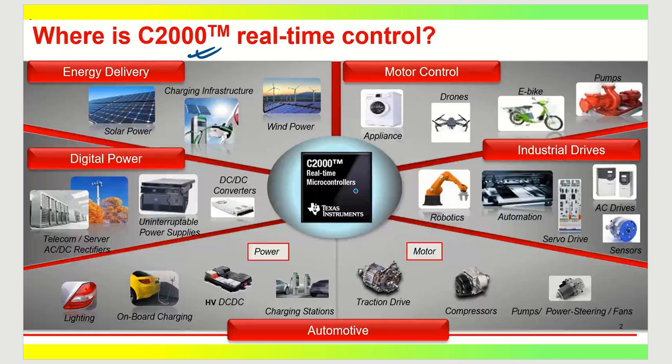And we can see we have solar power, charging infrastructure, and wind power. We have motor controls like appliances, washing machines, fridges, or air conditioners, drones, e-bikes, pumps. We have robotics. Okay, so name any application. We have the automotive side also. So name any application, and this C2000 series microcontroller will be applicable to that, or it will be able to fulfill that need. Okay, let us proceed to our next documentation.